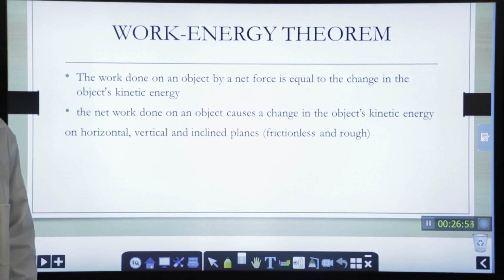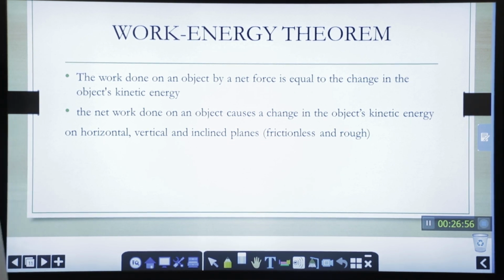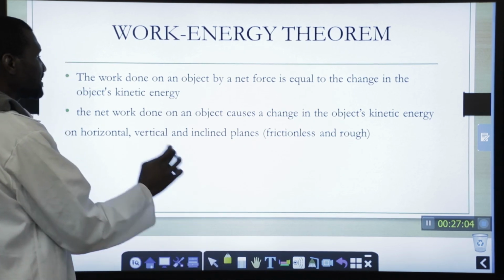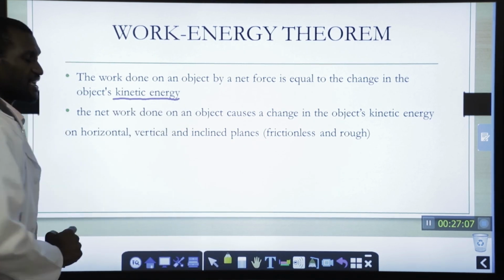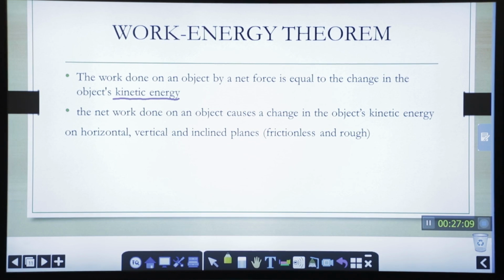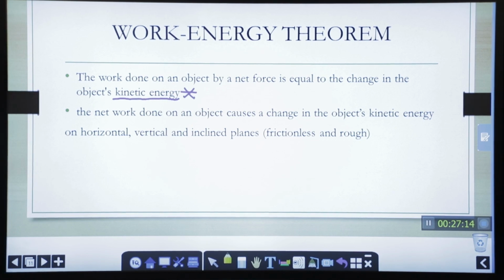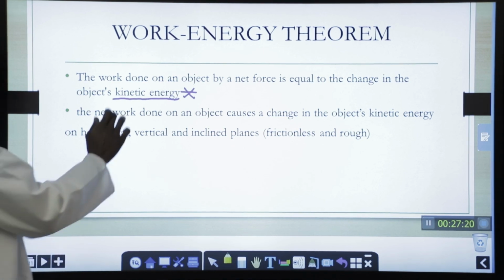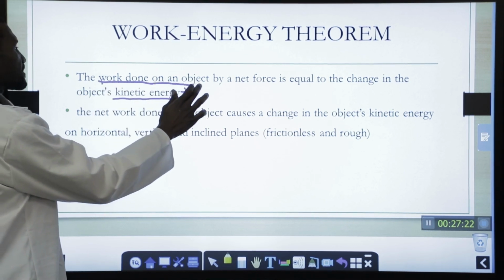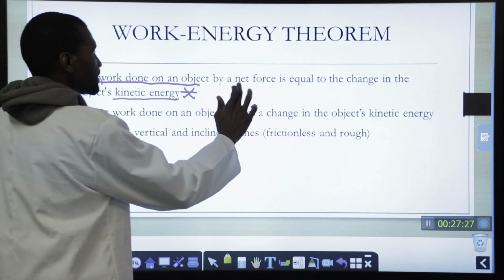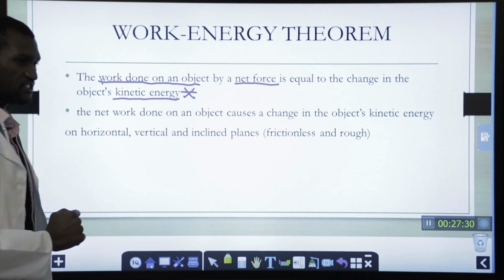What the work energy theorem states is that the work done on an object by a net force is equal to the change in its kinetic energy. Which means that in the next lesson, we are going to look at what kinetic energy is. We have already done questions that look at kinetic energy, so we will revise the calculation of kinetic energy. I will explain why work done on an object by a net force is equal to its change in kinetic energy.